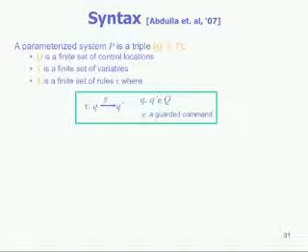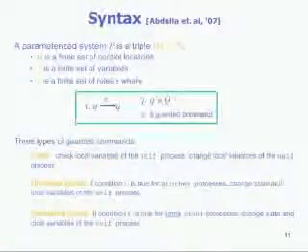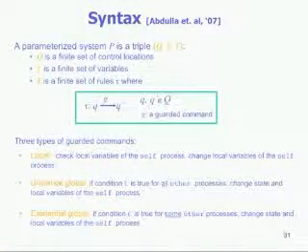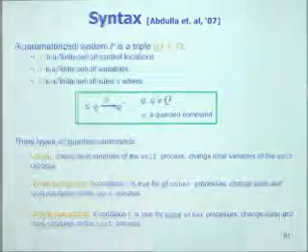Syntax: in our model, we represent a parameterized system by a triple where Q is a finite set of control locations, V is a finite set of variables, and T is a finite set of rules. The rules basically say a process would go from control location Q to Q prime based on a guard. We allow for three kinds of guard: local, universal global, and existential global.